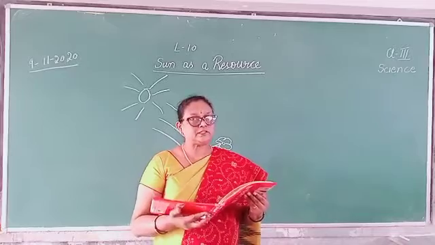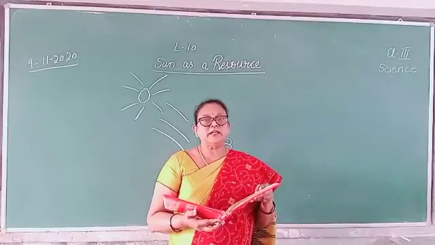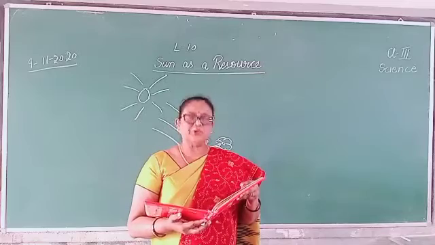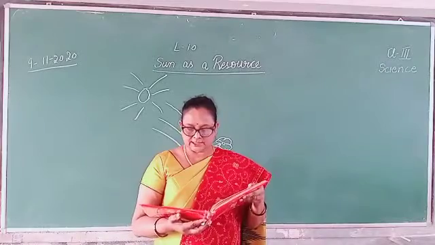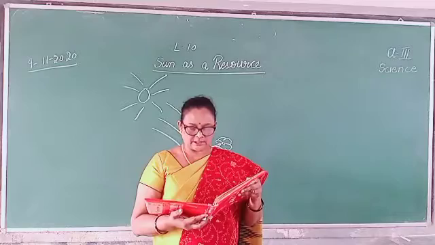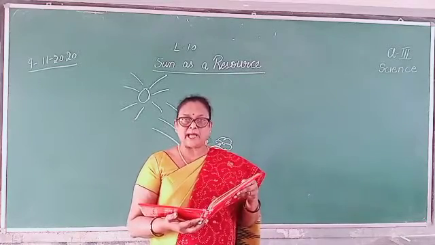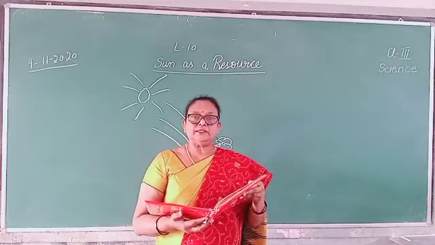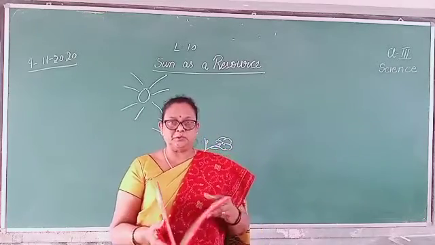You learned in previous chapters that when the leaves make food in the presence of sunlight and water, it is known as photosynthesis. The process of photosynthesis is carried out in green leaves of the plant. Leaves make the food and the food is then used by plants to grow.